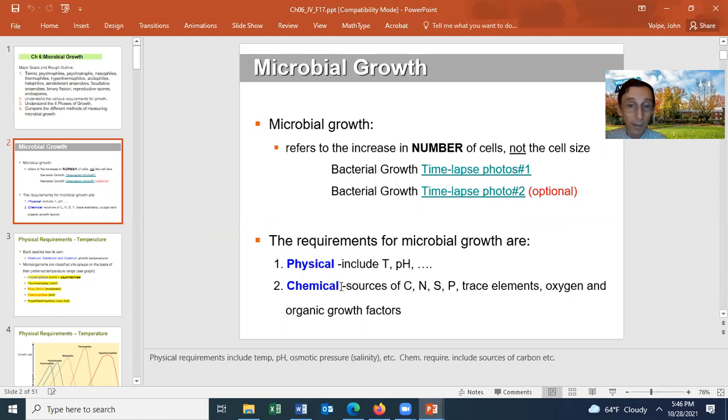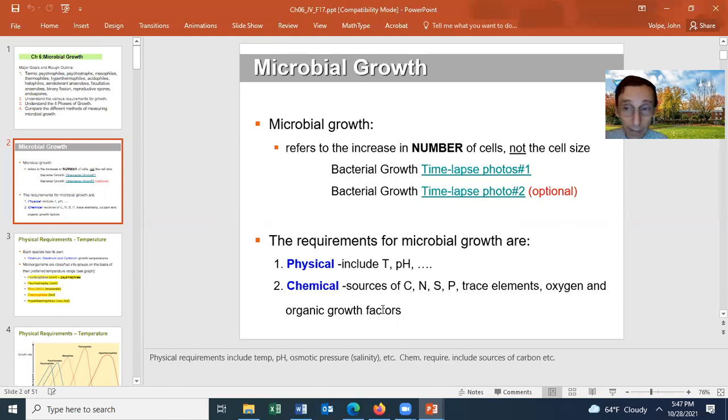Different chemical requirements. All living things, the cells require a carbon source, a nitrogen source, a sulfur source, a phosphorus source. They require trace elements. They have different oxygen requirements. And some of them have organic growth factors.